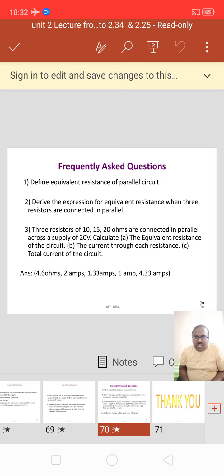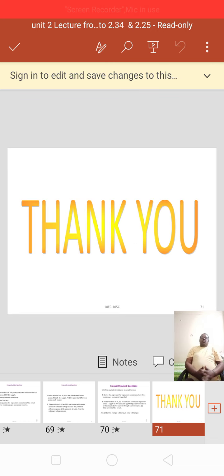The answers are also given: the equivalent resistance is 4.6 ohms, and the current through each resistance is 2 amperes, 1.33 amperes, and 1 ampere. The total current present in the circuit is 2 plus 1.33 plus 1, that is 4.33 amperes.